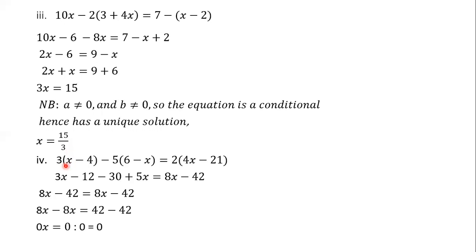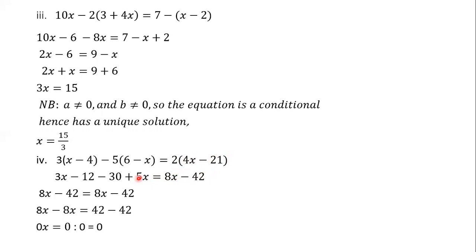So going to the fourth one, the same thing, we do the expansion for all the brackets to open them up. So 3x, 3 times 4 is 12, minus 5 times 6 is minus 30, minus 5 times minus x becomes plus 5x. Negative times negative, we get positive. Equal to 2 times 4x becomes 8x. 2 times minus 21 becomes minus 42.